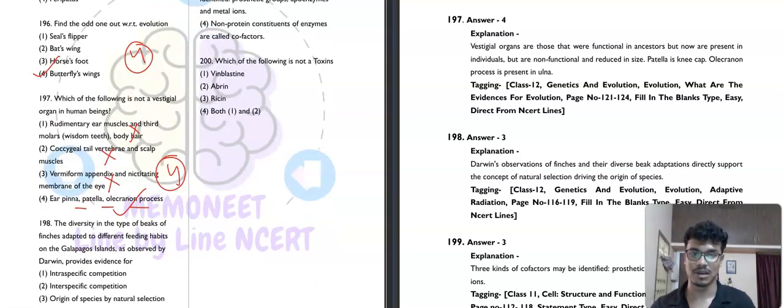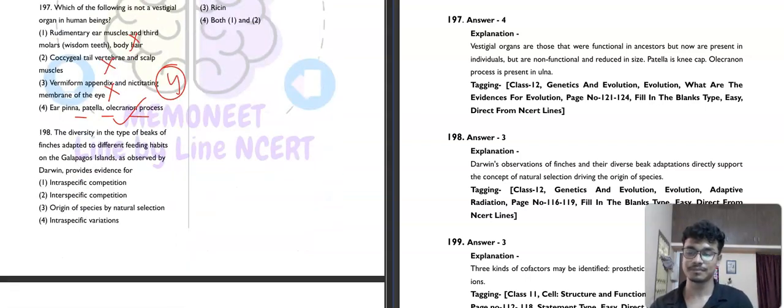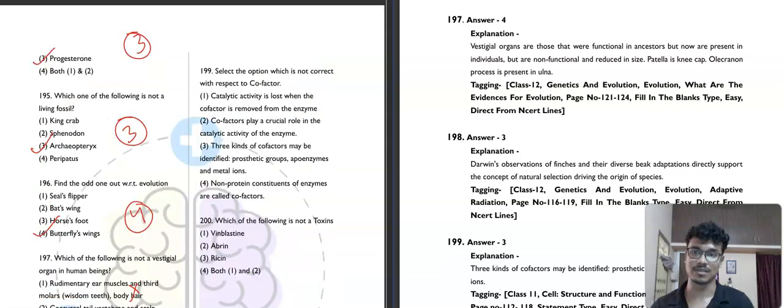Then question number 198. The diversity in the type of beaks in finches adapted to different feeding habits on the Galapagos Islands, as observed by Darwin, provides the evidence of inter-specific competition, origin of species by natural selection, or intra-specific variation. These are the origin of different species by natural selection. So the third option. Survival of the fittest, right?